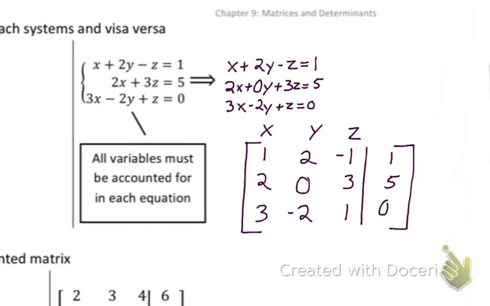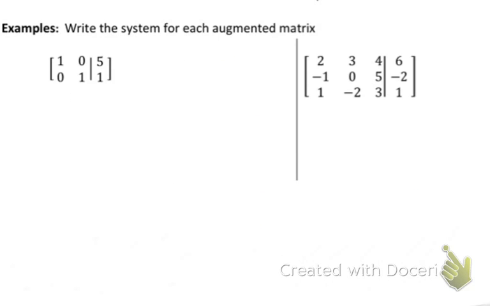All right, let's go the other way. So we're supposed to write the systems for each augmented matrix. I want to make a note on this guy right here. This is what's called the identity, and we'll talk a little bit more about it in a second. It is a very key thing to know about matrices. In fact, knowing what an identity is going to be crucial to be able to solve these systems of equations using matrices.